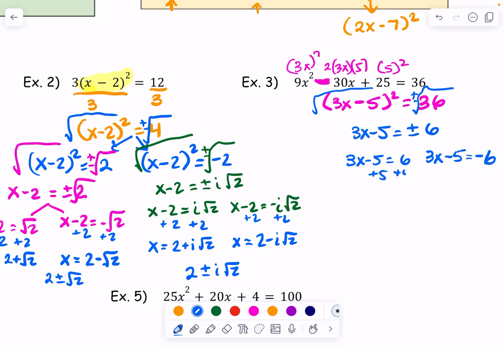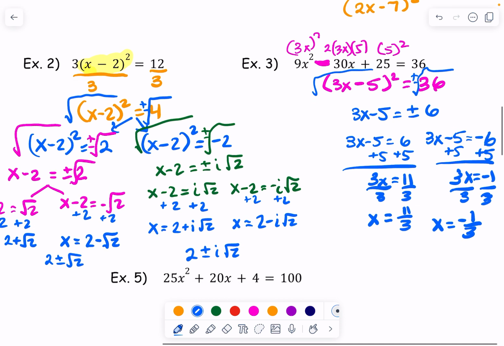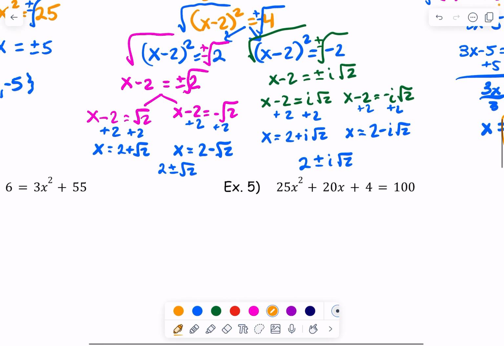So after we solve this, by adding 5, we're going to have x is equal to 11 over 3. And adding 5 here, we have 3x is equal to negative 1, and so we will get x is equal to negative 1/3. Okay, so we have our two solutions. All right, let's continue on.